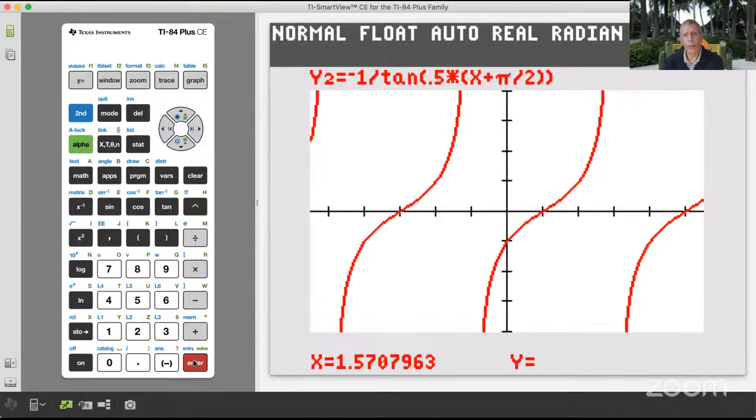At pi over 2. I'll go ahead and jump back there for you, Tom, so you can see. So you guys catch me every time when I'm looking at something else.